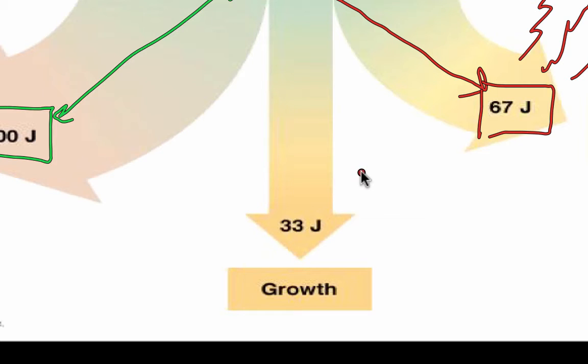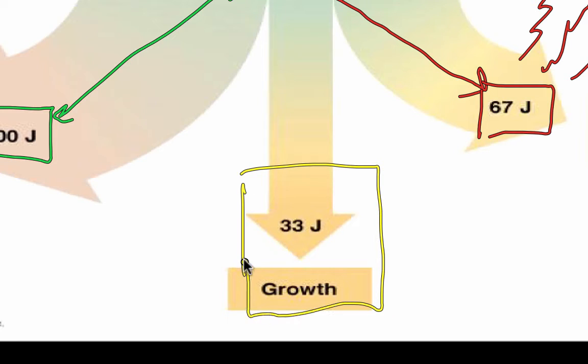So what does the caterpillar actually get to keep for itself to grow nice and big and fat? What actually stays with the caterpillar? Well, this has been pooped out the back end. Over here, this has been given off in the form of heat energy, so that's gone. So what does it actually get to keep? Well, all it actually gets to keep inside itself is this 33 joules of energy for growth and development.